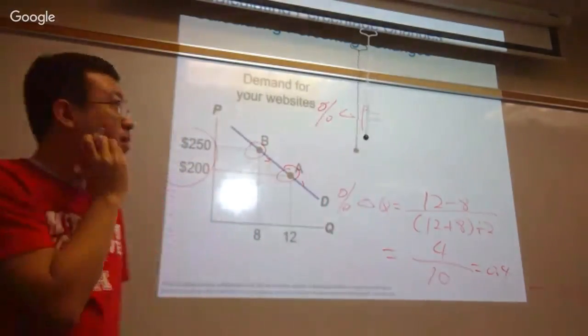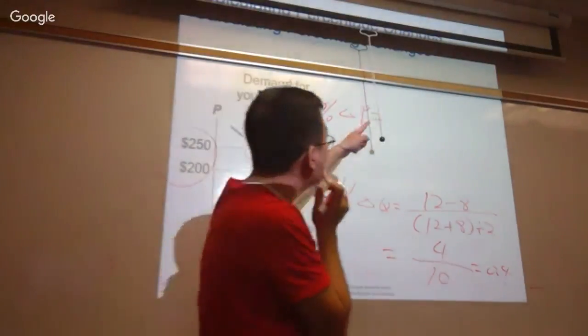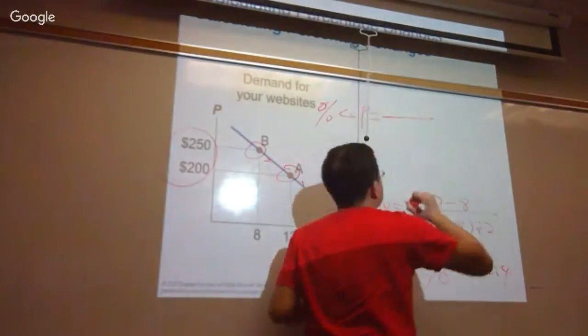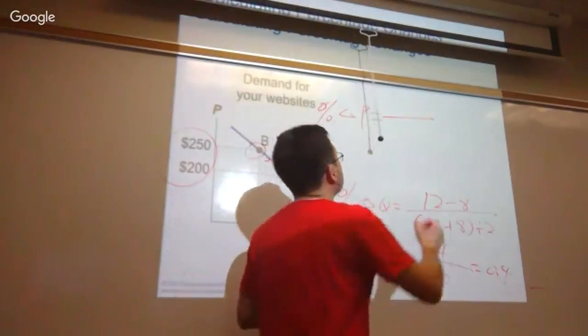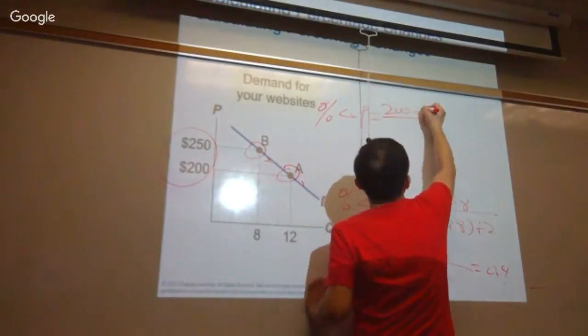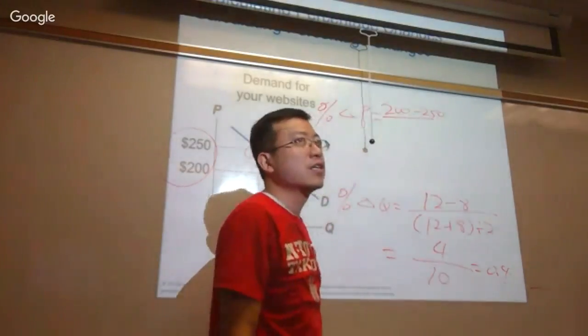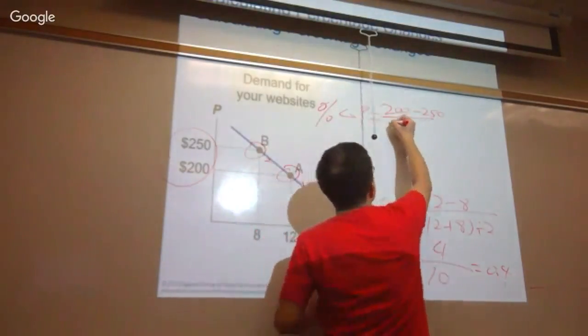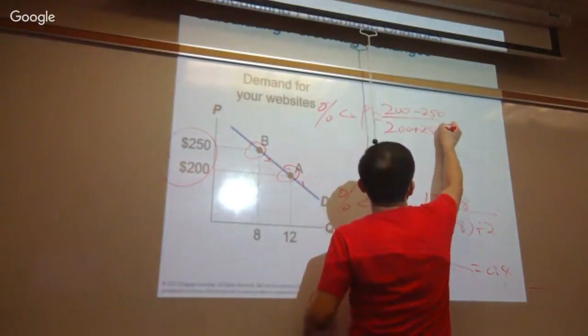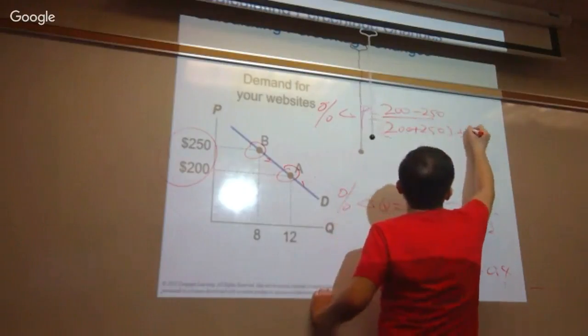All right, guys, so for the percentage change on top, what's the number on top? 200 minus 250, very good. Now, what's the number on the bottom? 200 plus 250 divided by 2, right?